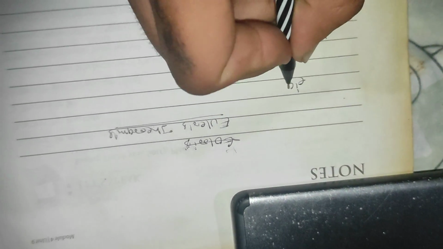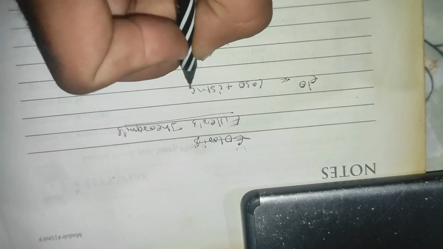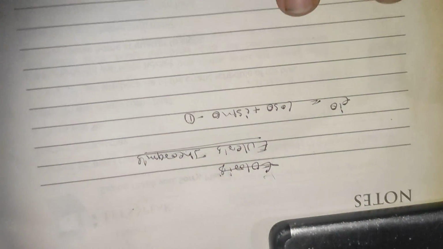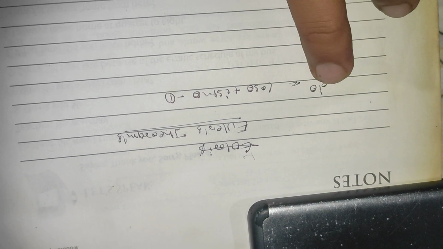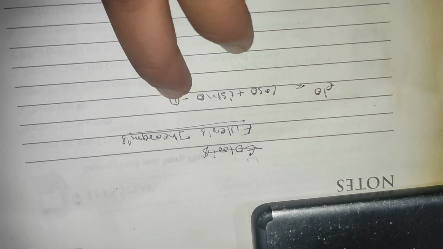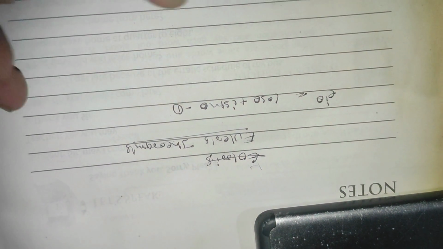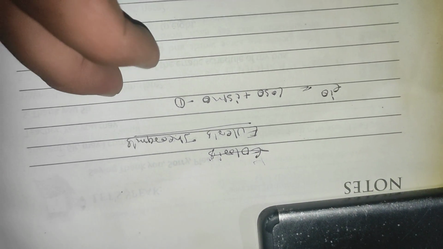In this theorem, Euler said that e to the power iota theta, as we have already seen, equals cos theta plus iota times sin theta. This is equation 1. So an exponential function e to the power iota theta converts into trigonometric ratios: cos theta plus iota sin theta. In this video we only talk about formulas, and in the next video we prove Euler's theorem.